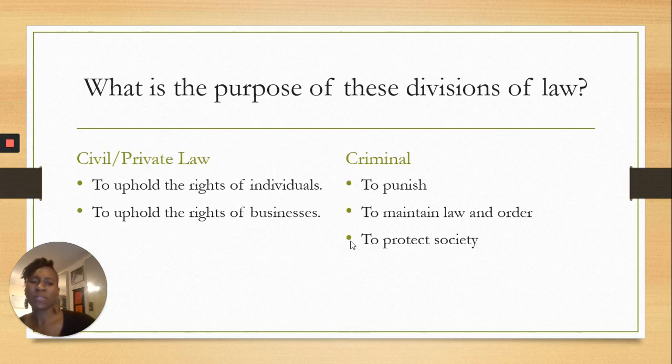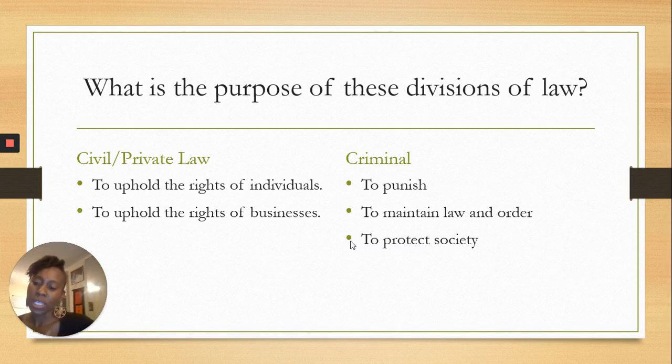Now, what's the purpose of these divisions of law? Let's start with criminal law on the right-hand side. Criminal law is really to punish, to maintain law and order, and to protect society. That's our focus there. That's what we're all about. To punish, to maintain law and order, and to protect society. But if we look at civil law, private law, if someone breaches a contract, what are the consequences? You're not sent to prison, you know.